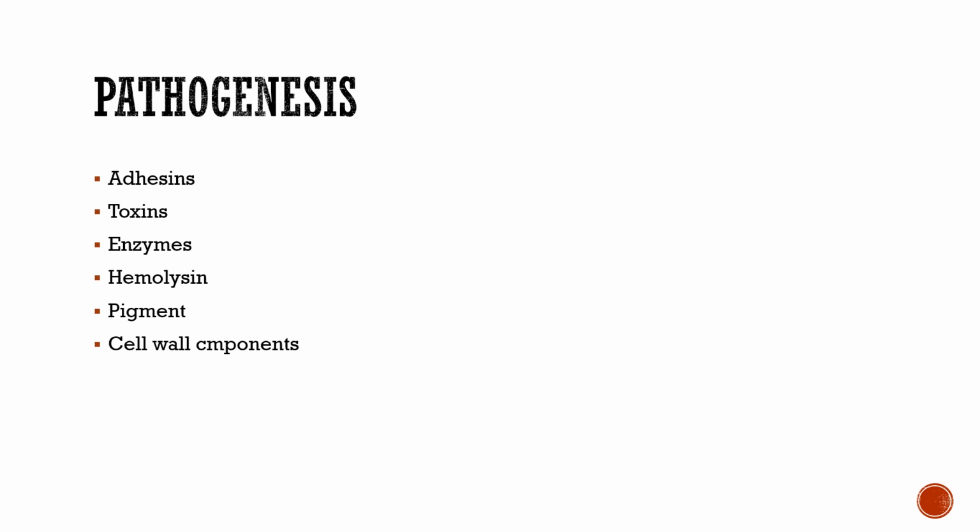Hyaluronidase is basically also called a spreading factor, whereas staphylokinase helps in fibrinolysis, and it also helps in bacterial spreading. Whereas DNase, protease, and lipase break down these products, that is the DNA, the proteins, and the lipids. They provide nutrition to the organism.